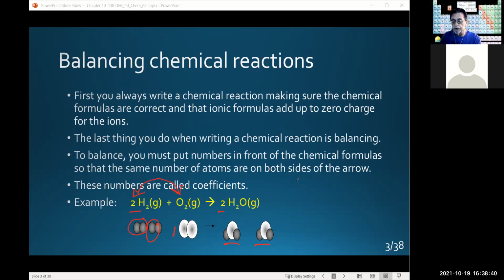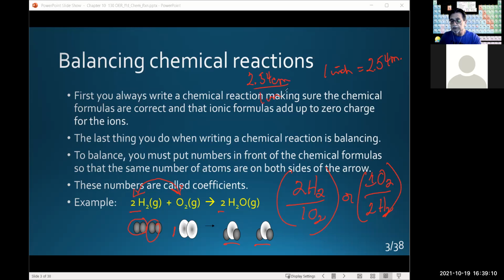So I can set this ratio up as follows. 2 H2 per 1 oxygen. That's one ratio. Or I can invert it, where I got oxygens on top. Remember those conversion factors that we were doing? Okay, refresh your memory on those. Remember when we said one inch is equal to 2.54 centimeters? And I said at this point, you can have centimeters in the numerator, with inches in the denominator, or vice versa, 1 inch in the numerator and 2.54 centimeters in the denominator, okay? And which one you use depended on the question asked.